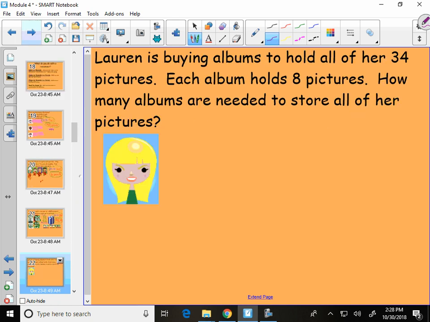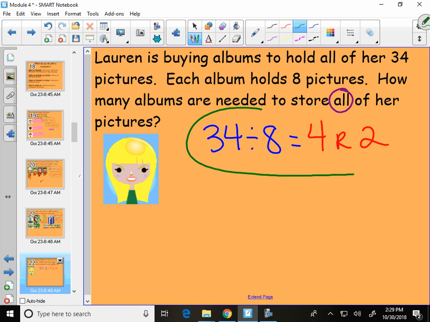Last one. Lauren is buying albums to hold all of her 34 pictures. Each album holds 8 pictures. How many albums are needed to store all of her pictures? This is a very important word. Mathematically, the question is 34 divided by 8. So I'm thinking, 8 times what gives me 34, or close to 34? And I know that 8 times 4 is 32, 33, 34. And there'd be 2 pictures left over. So mathematically, the answer is 4 remainder 2.